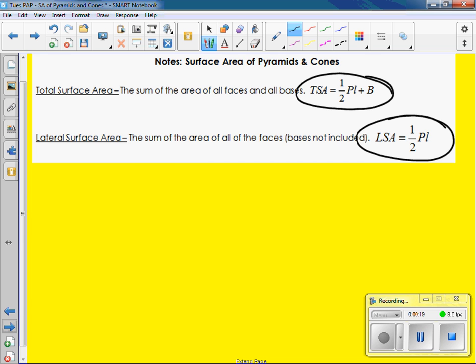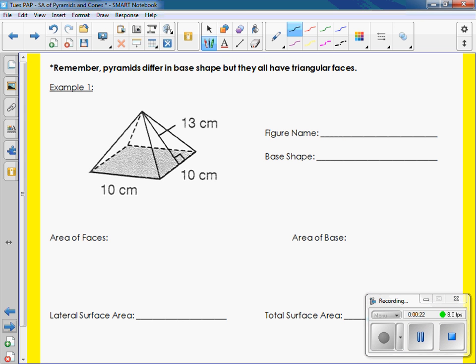So on our first picture, we have a pyramid. Please remember that pyramids have triangular faces, and their bases can be whatever shape. So when I'm going to find the lateral surface area, I'm going to be looking at these triangles, which if you think about it, you're going to do the base. Well, let's look at this one. You're going to do the base times the height and divide it by 2 because it's a triangle. Well, we have all of these all the way around.